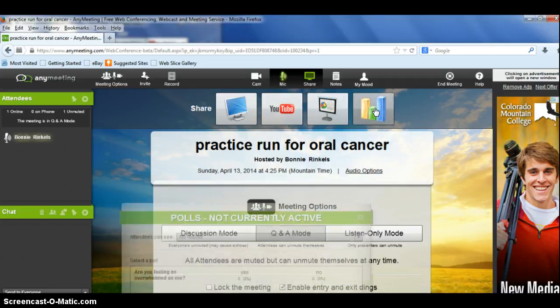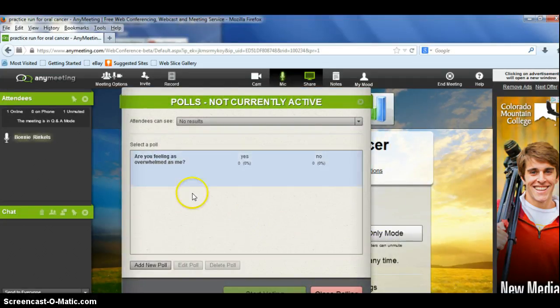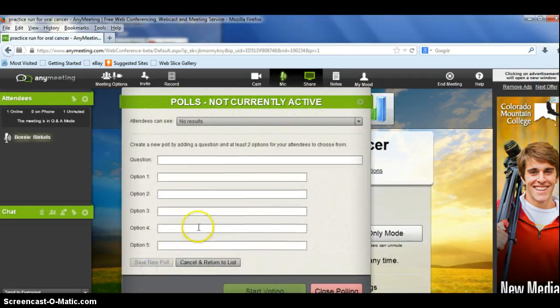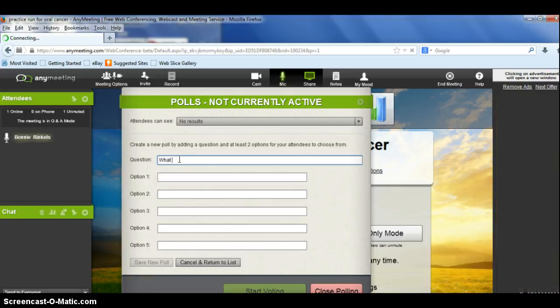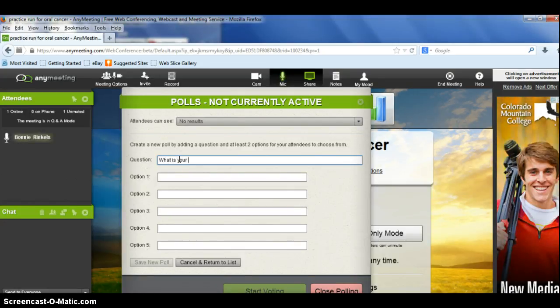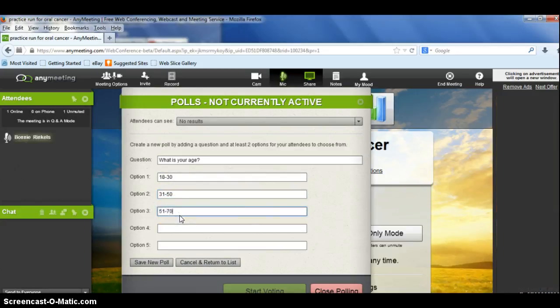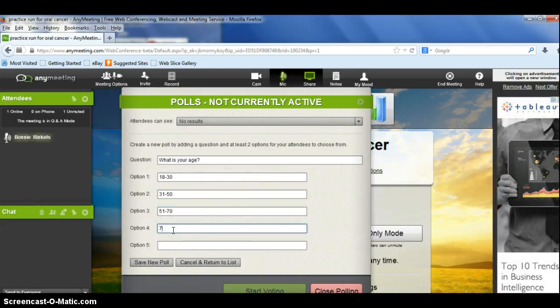Let's see. I need to create the poll, add a new poll, and one question is, what is your age? And I'm going to put 18 to 30 and 31 to 50. And I'm going to put 51 to 70 and then 70 plus.